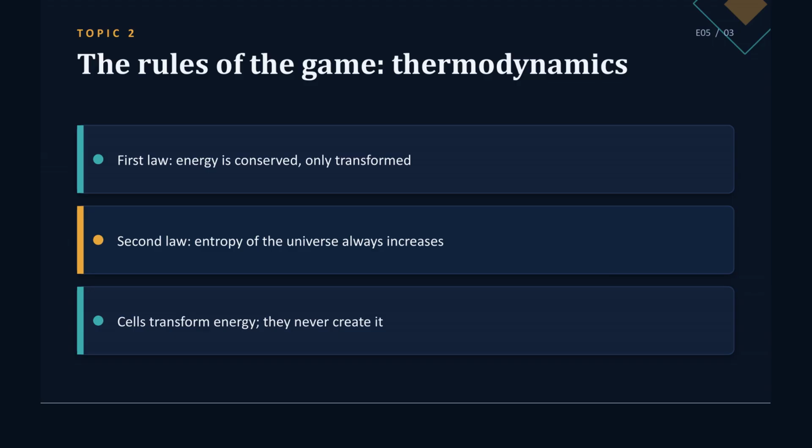The second law states that the entropy, or disorder, of the universe always increases. Every transformation spills some energy into disorder. This sounds like bad news for life, which is exquisitely ordered, but a cell does not break the rule. It pays for its internal order by increasing the disorder of its surroundings. These two laws are the backdrop against which every reaction we discuss today must play out.